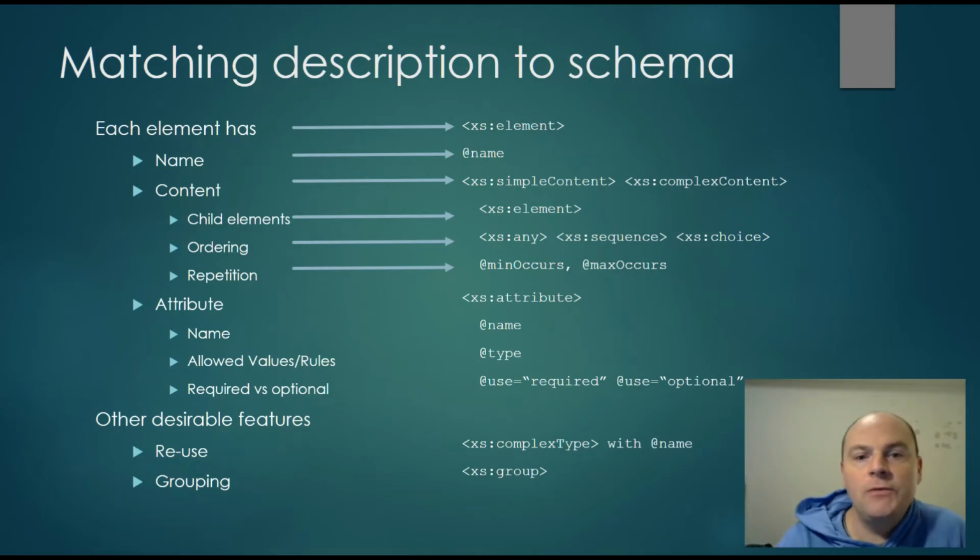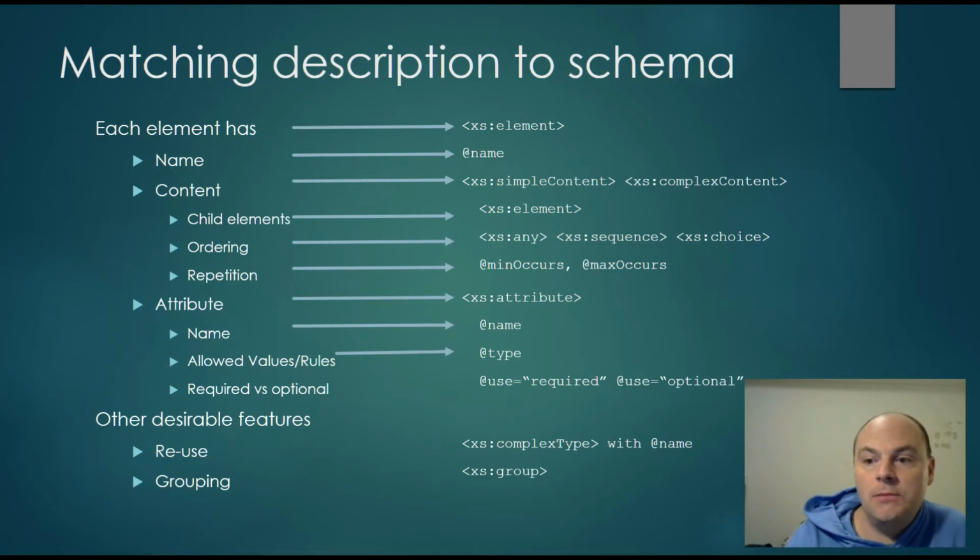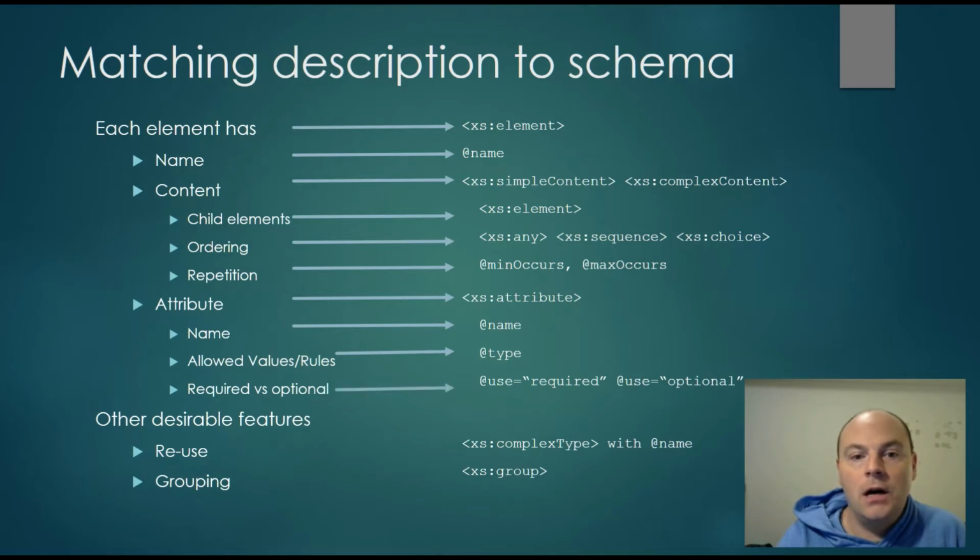We have similar rules for attributes. There's a definition that at the top level says XS attribute. And so we can define inside there that the attribute has to have a name. That's a required field. The type: is this something that's going to be a string? Is it going to be something that's a restricted string, like it can only be 1 or 2 different strings, like microsecond or millisecond, and that's it, and so on. And then also whether the entire attribute is required or optional.